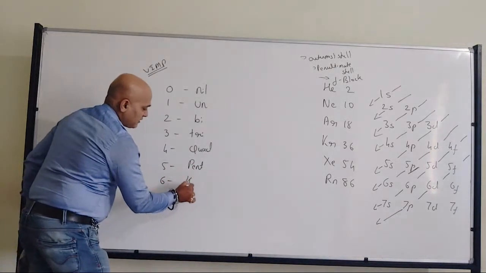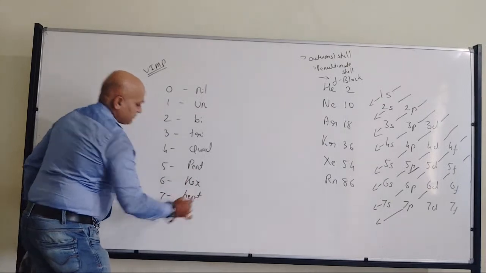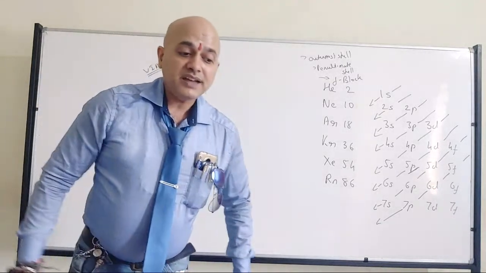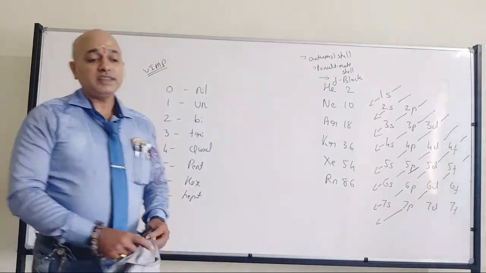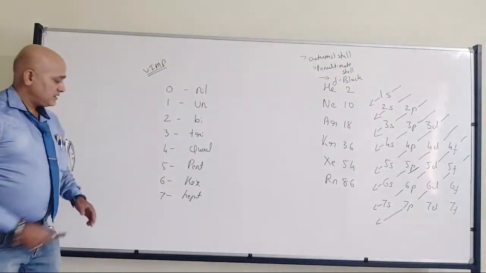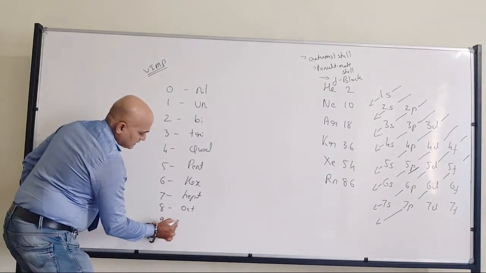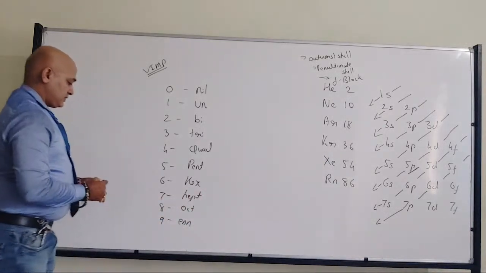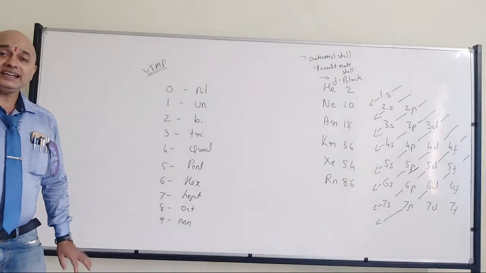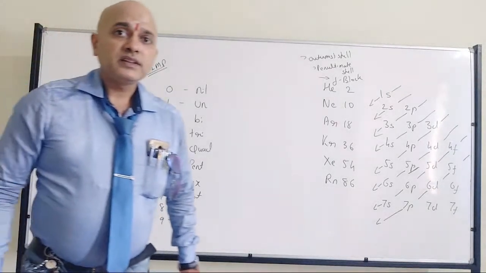If it is 6, we will call it as hex. If it is 7, we will call it as hept. Like that, oct for 8. Okay, fine. So that's where we have the naming of the elements. So anyway, I will write it here. 8, it will be oct. 9, it will be enn. Okay, 10 nothing. So that's where we have the naming of the elements. All of you have understood? Fine.